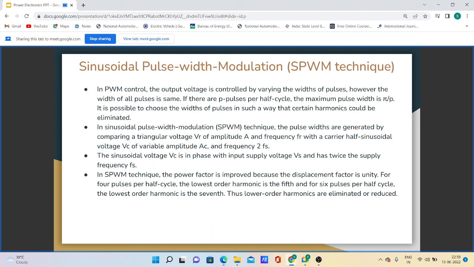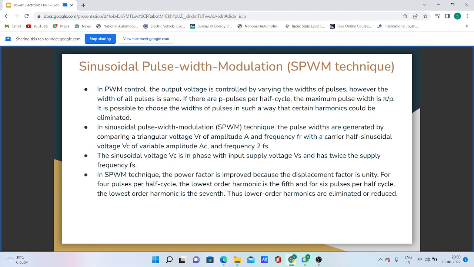In the sinusoidal pulse width modulation technique, the pulse widths are generated by comparing a triangular voltage VR, of amplitude AR and frequency FR, with a carrier half sinusoidal voltage Vc of variable amplitude AC and frequency twice of Fs. The sinusoidal voltage Vc is in phase with the input supply voltage Vs and has twice the supply frequency Fs. In this technique, the power factor is improved because the displacement factor is unity.